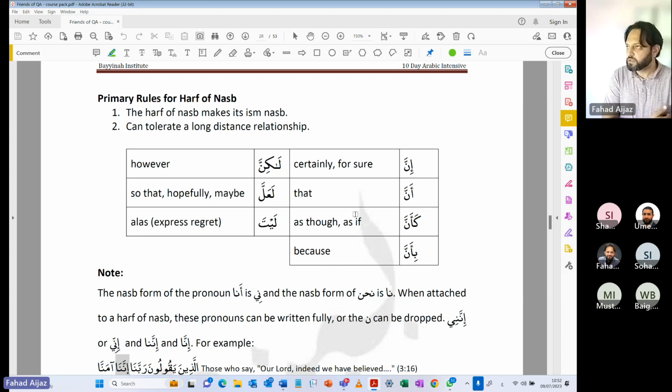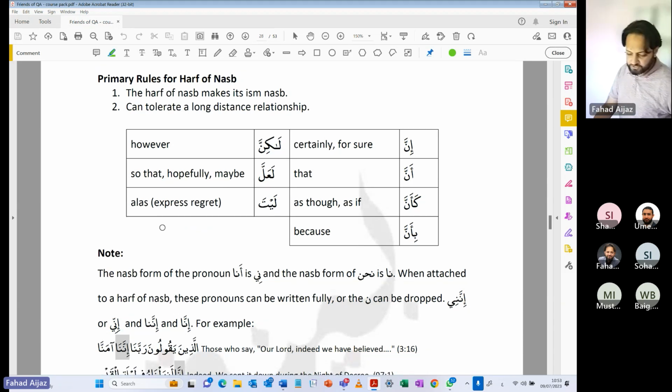So I like the fact that we come to this class. So this that would be this that. So it's not that car is beautiful. It's not that. It's too much that going on. So the ka'anna, as though, as if. Bi anna is because. It's easy to remember bi anna because B is for because. Lakinna, however, la'alla, so that hopefully maybe later. I'll help you inshallah with the memorization in the next class.